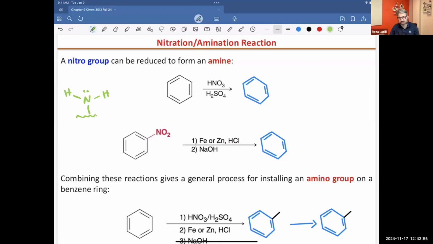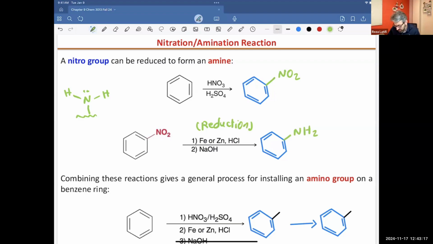The first step, I'm going to put NO2 on the ring, and that's not hard to do. Just simply treat benzene ring with nitric acid and sulfuric acid. Now that we have NO2, we can reduce this one. So the next step, we will have a reduction process, and that reduction process is going to take NO2 and turn it to NH2.